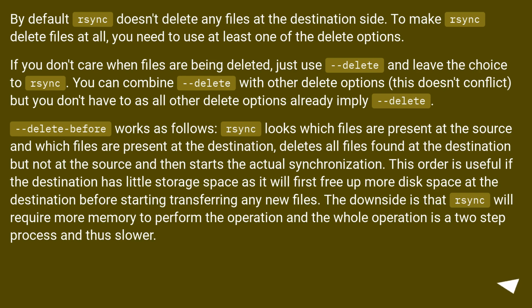Delete-before works as follows. Rsync looks at which files are present at the source and which files are present at the destination, deletes all files found at the destination but not at the source, and then starts the actual synchronization. This order is useful if the destination has little storage space, as it will first free up more disk space at the destination before starting to transfer any new files. The downside is that rsync will require more memory to perform the operation, and the whole operation is a two-step process and thus slower.